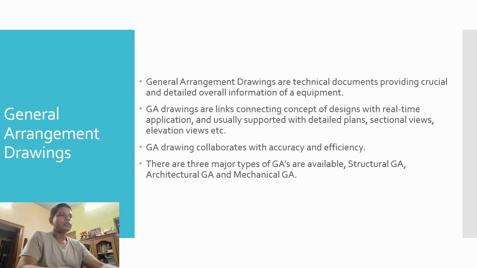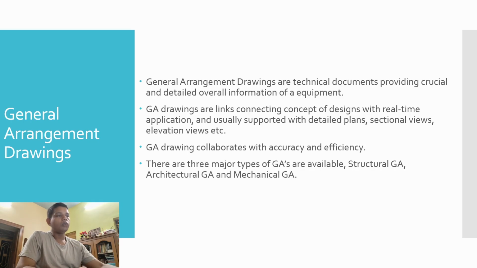General arrangement drawings are links connecting the concept of designs with real-time application and are usually supported with detailed plans, sectional views and elevation views, etc. That means in a general arrangement drawing we usually provide elevation views with some sectional views, and if required some detailed or enlarged views, so that the construction can be understood very properly and accurately. So that's another reason for producing a general arrangement drawing.